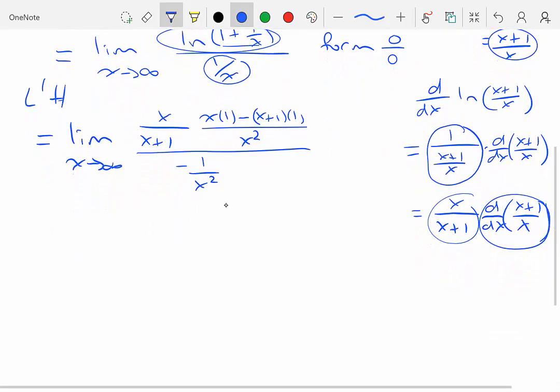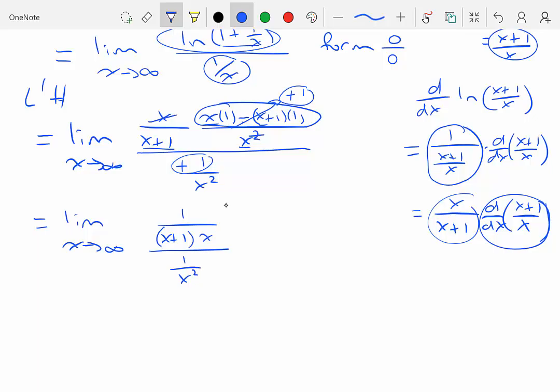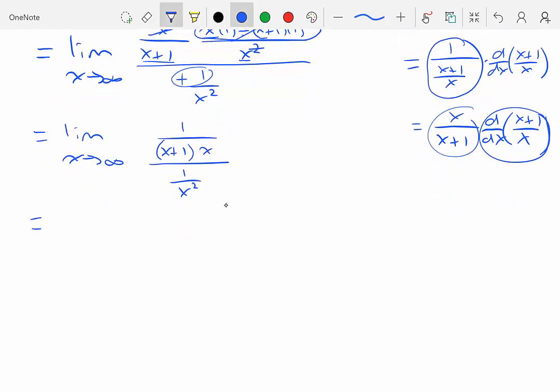All right, well, that's a bit of a mess, so let's see if we can clean that up. Right here, I have x minus x minus 1. So this whole thing is equal to negative 1. This x is going to cancel with one of these x's. This negative 1 is going to cancel with this negative 1. So that might be a good place to stop. And it looks like I have 1 divided by x plus 1, one of those x's, all divided by 1 over x squared. Okay, again, a little bit more algebra.